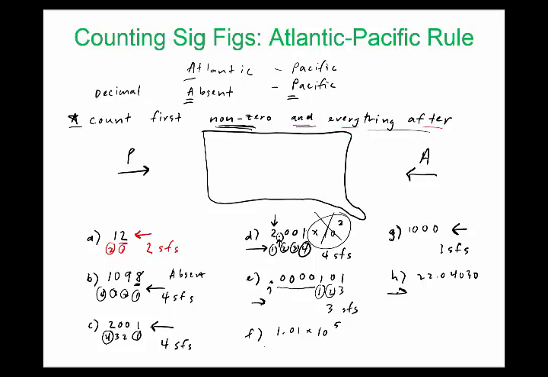Decimal point's present, so you count over here. This number has 1, 2. They actually all count since it's not a 0. 1, 2, 3, 4, 5, 6, 7. So this number has 7 SigFigs.